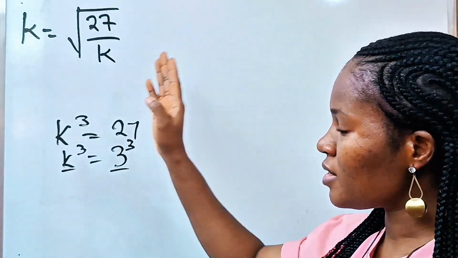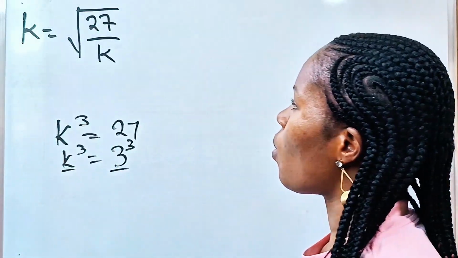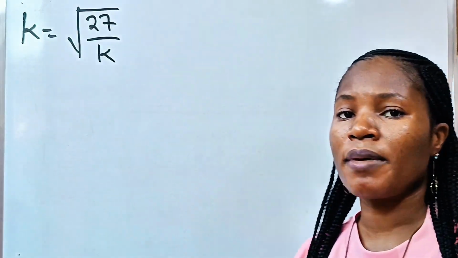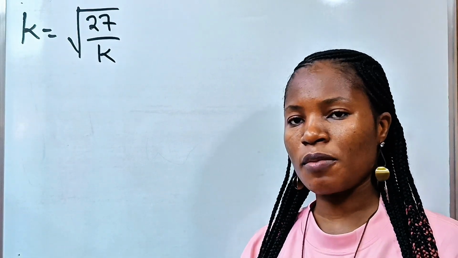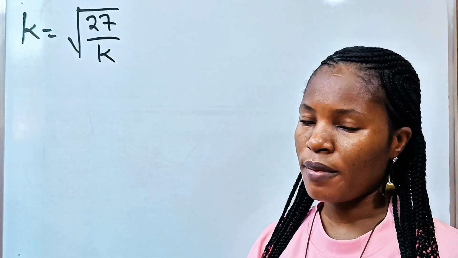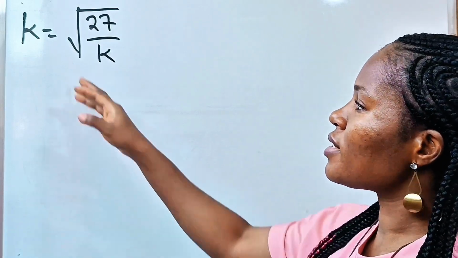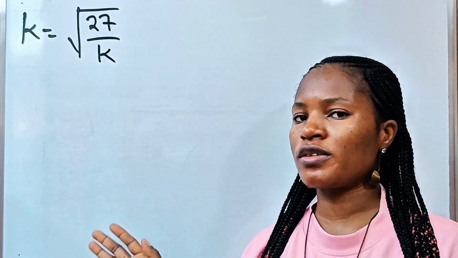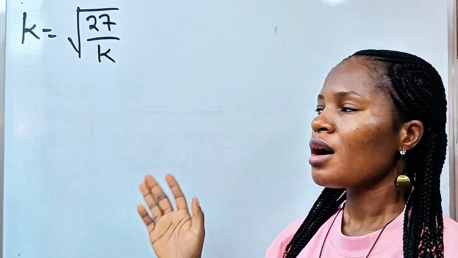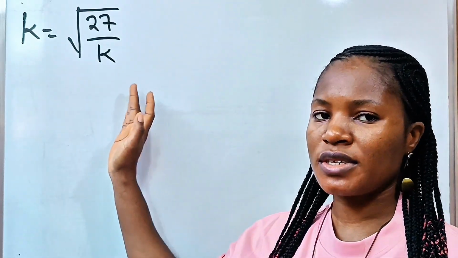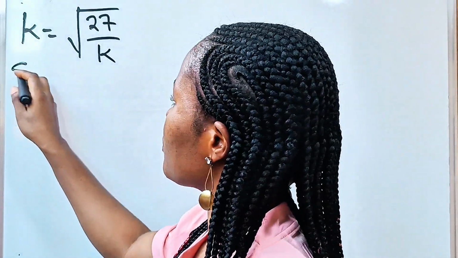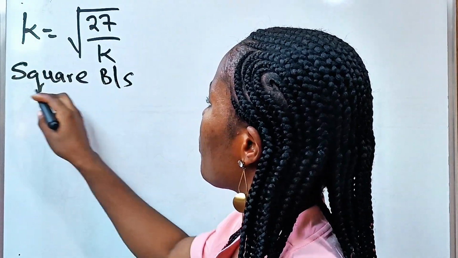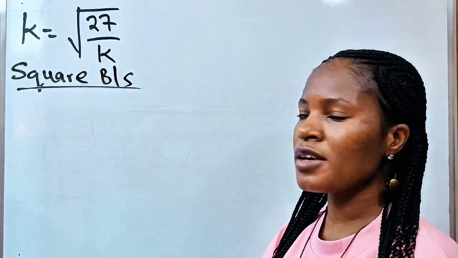Today we are asked to find k if k is equal to the square root of 27 divided by k. Now the first step that we have to take is to square. Yes, we must square, because since there is a square root sign here, the only way to remove the square root sign is to square it. So we have to square both sides of the equation. Okay, now let's do that.